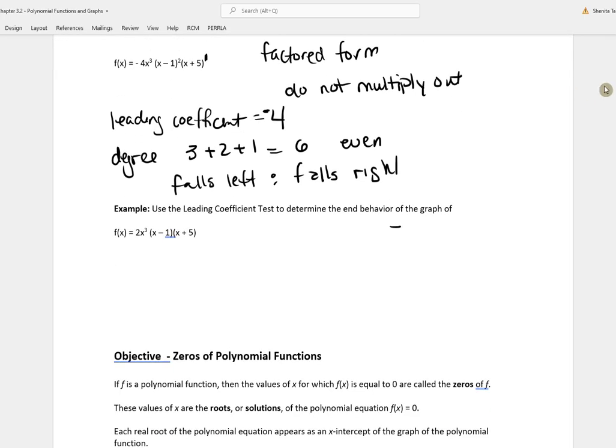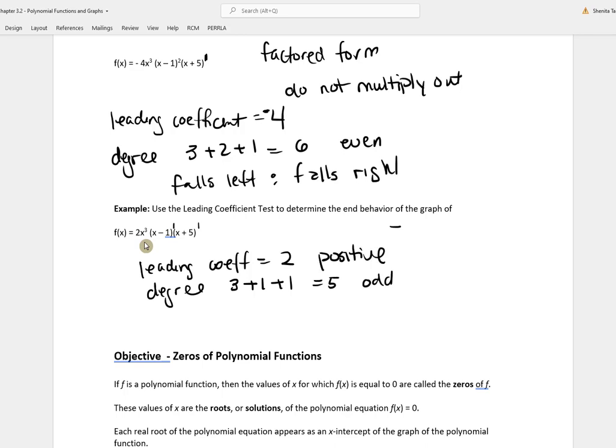And the next one we have 2x cubed times x minus 1 times x plus 5. So the leading coefficient is 2. And the degree of this polynomial, you're going to add the exponents. 3 plus 1 plus 1. There's 1's here, you just don't see it. So you can write it in. We get 5. And this is odd. Your 2 is positive. So if your degree is odd and the leading coefficient is positive, that means it falls left and rises right.